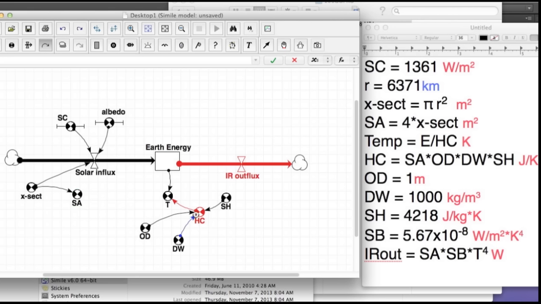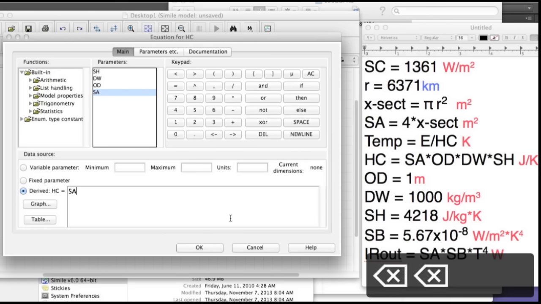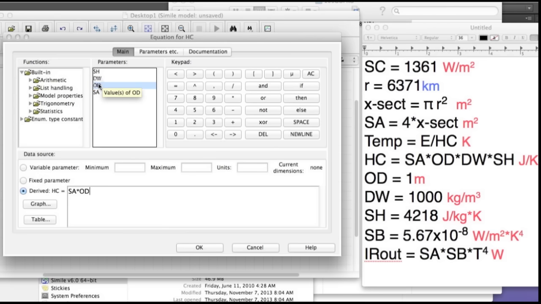And that one's going to be a tight squeeze. Oh, that doesn't look quite as pretty, but it works out. I'll actually just move this down over here a little bit. Okay. Now, heat capacity can be defined as the surface area, and only once, times the ocean depth, times the density of water, times the specific heat of water. It's as simple as that.